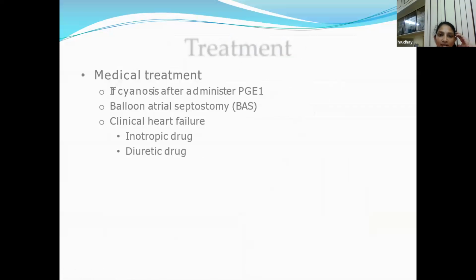So medical treatment, as in all critical congenital heart disease, is starting prostaglandins, and then the main treatment is balloon atrial septostomy. So both the arteries are switched. Balloon atrial septostomy is initially done. If there is no atrial septostomy, then there is no connection between the right and the left. So balloon atrial septostomy is to be done initially, and start inotropes and diuretics.